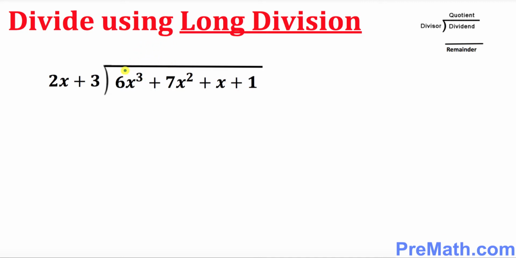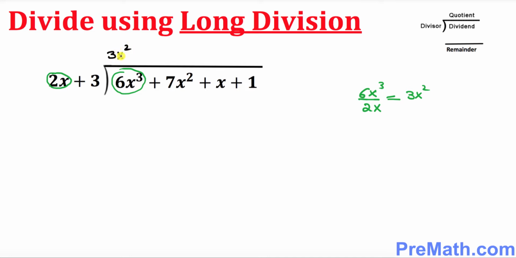The very first thing I want you to focus on is the leading term in the dividend, which is 6x to the power 3. And now I want you to focus on the leading term of the divisor, which is 2x. Write it down over here and see what you get when you divide. You're going to get 3x squared, isn't it? I want you to put down this 3x squared right on the top, right up here, 3x squared.